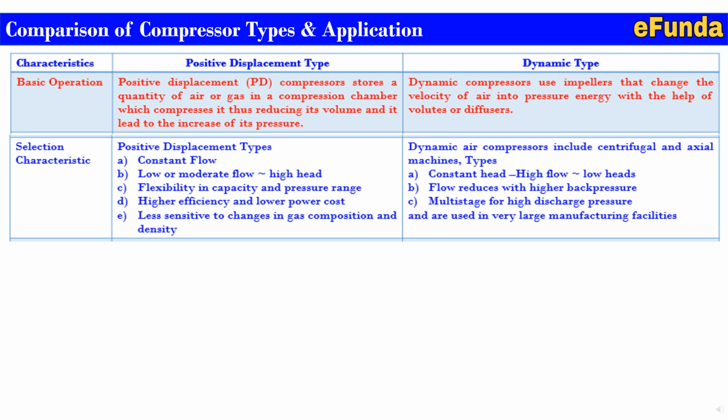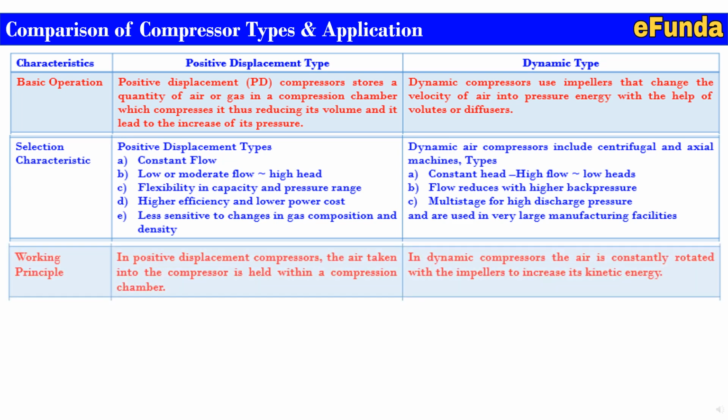Whereas the dynamic air compressors include centrifugal and axial machines. Types: A, constant head, high flow, low heads. B, flow reduces with a higher back pressure. C, multi-stage for high discharge pressure, and are used in very large manufacturing facilities. Working principles: in positive displacement compressors, the air taken into the compressor is held within the compression chamber.